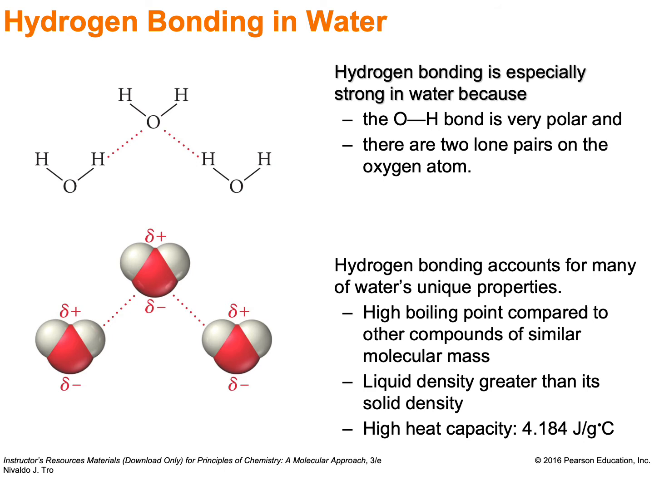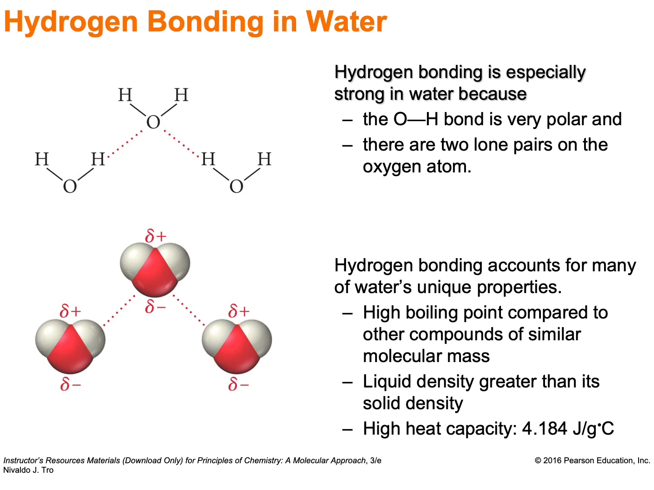Its boiling point is higher compared to other compounds of similar molecular mass. It's a small molecule, so you might expect it to boil normally at a lower temperature. But the hydrogen bonding keeps it from breaking and forces a lot of energy to be put into it to break those hydrogen bonds to convert a liquid to a gas. It has a relatively high heat capacity, and the liquid density of it is greater than its solid density due to these hydrogen bonds.